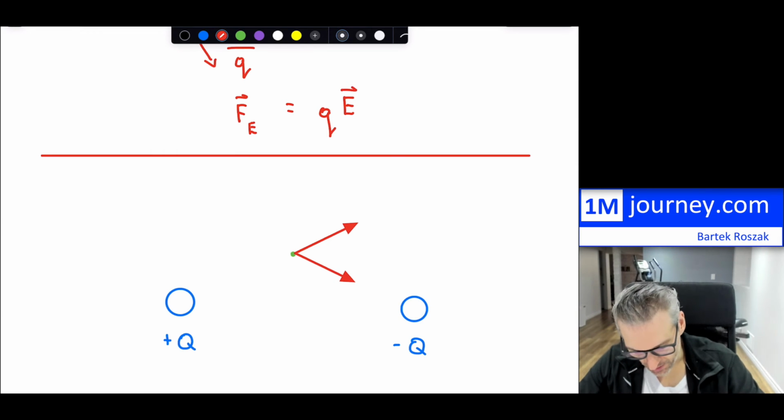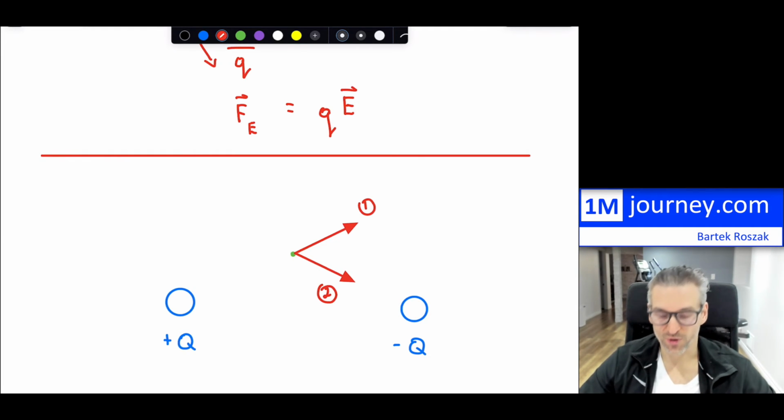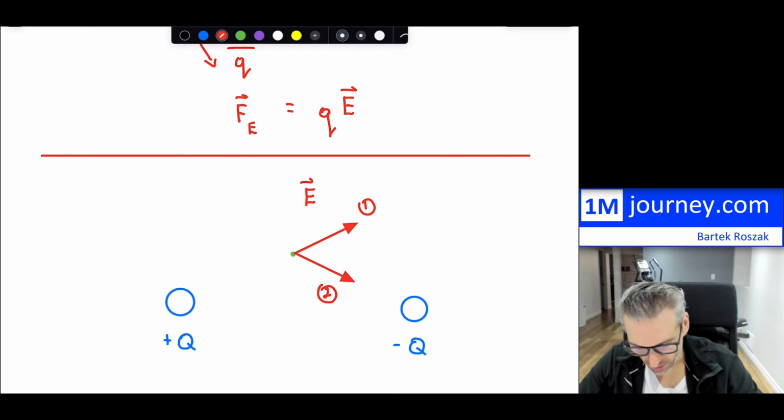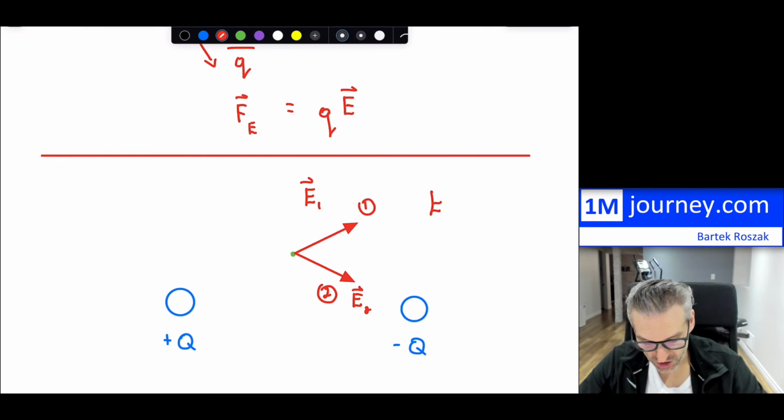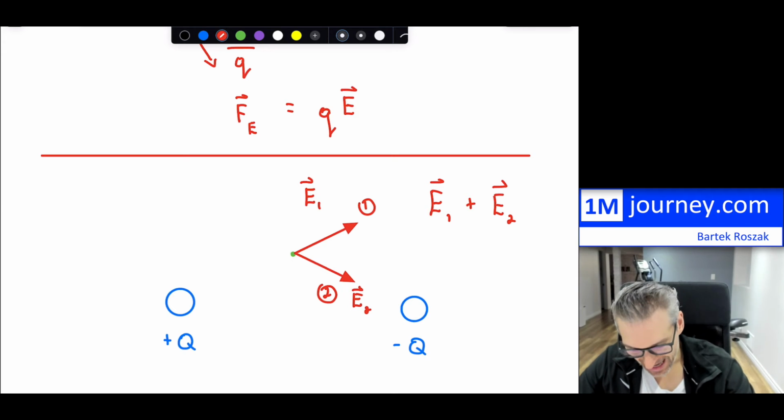And I'm going to call this number 1, and I'm going to call this number 2. And these two, of course, are vectors. So you would have an electric field number 1 and electric field number 2. Both are vectors, and you would have to find the superposition between them. So you would have to do the addition of the two vectors to find out exactly what the electric field is. And if these two are identical, it would be pretty neat, and you can convince yourself of this.